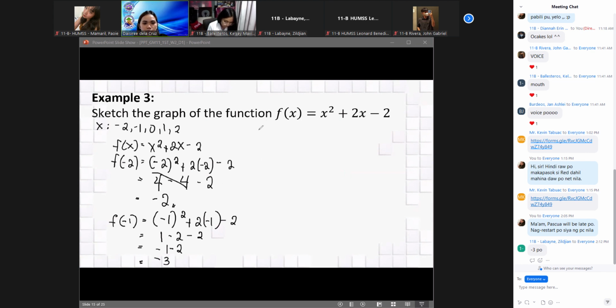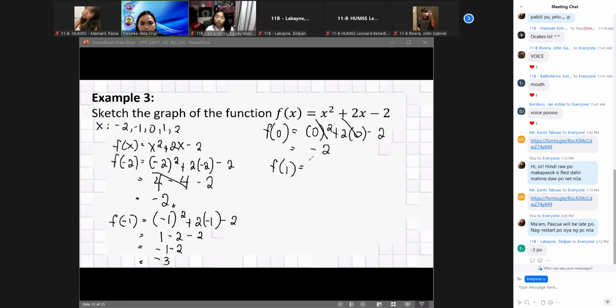Next, try natin yung f of x is equals to 0 naman. So, f of 0 is equals to 0 squared plus 2 times 0 minus 2. Okay? So, 0 squared. What is the answer? 0. Okay. So, any number na minumultiply kay 0, the answer is 0. So, 0 na siya, 0 na siya. So, therefore, our answer will be negative 2. Okay? Next, proceed tayo kay f of 1.